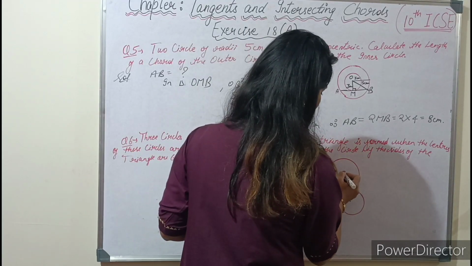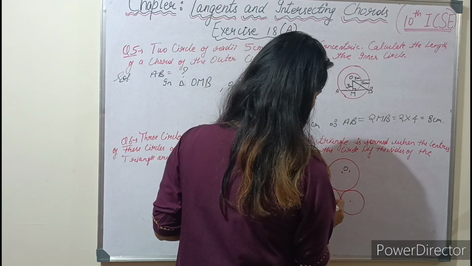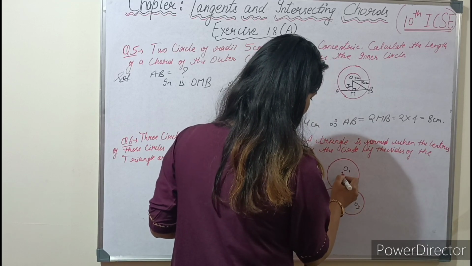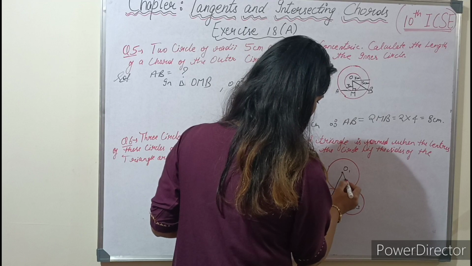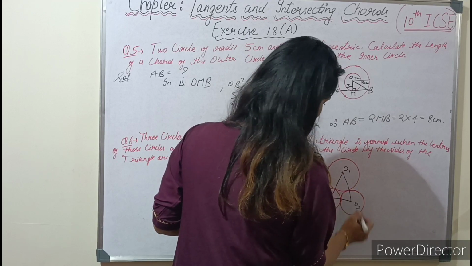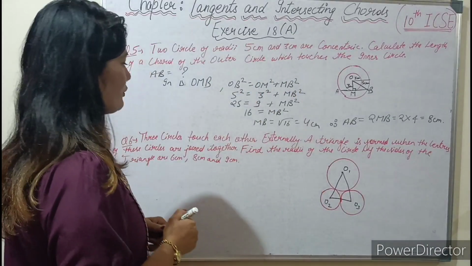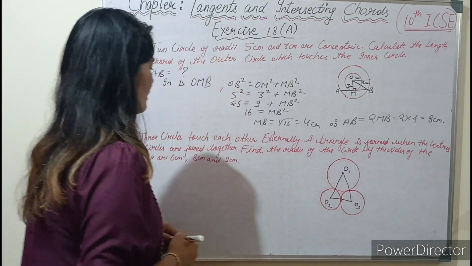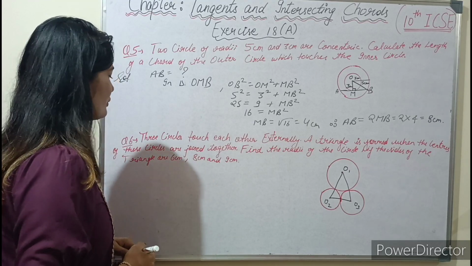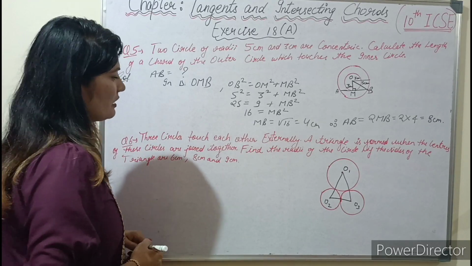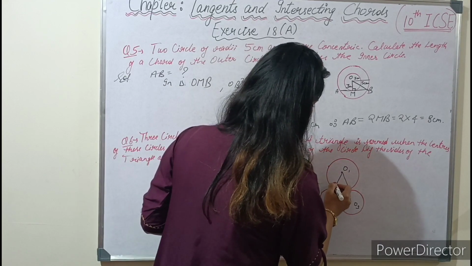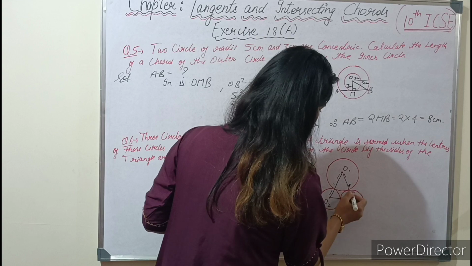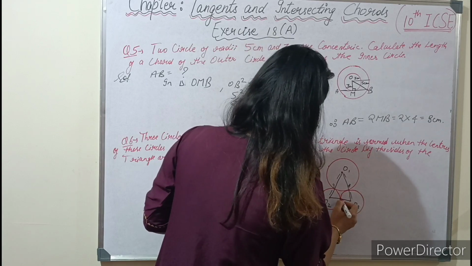Suppose this is the center of the first circle, this is O1 and this is O2 and this is O3. So if I join all these 3 centers, so this will form a triangle. So here you have to find the radius of the 3 circles. So the sides of the triangle are given to us 6 cm, 8 cm and 9 cm. Suppose this is 9 cm, this is 8 cm and this is 6 cm.